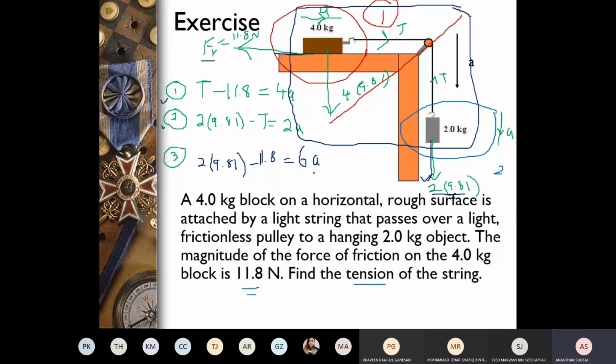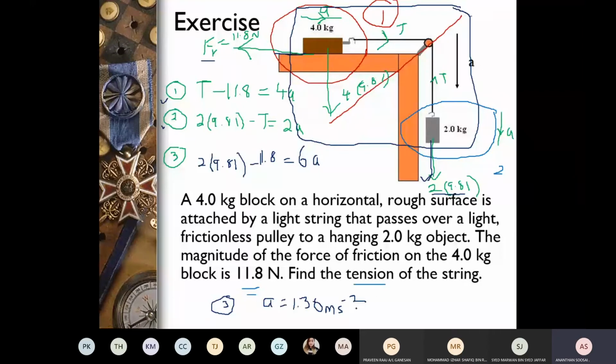Find acceleration first. Can you find the acceleration, anyone? What's the acceleration you got? Here's the third equation. 1.30. All of you got 1.30. Any mistake? Tell me if you got any contradicting answer. So 2.98 minus 11.8 divided by 6, you get the acceleration. So 1.30.